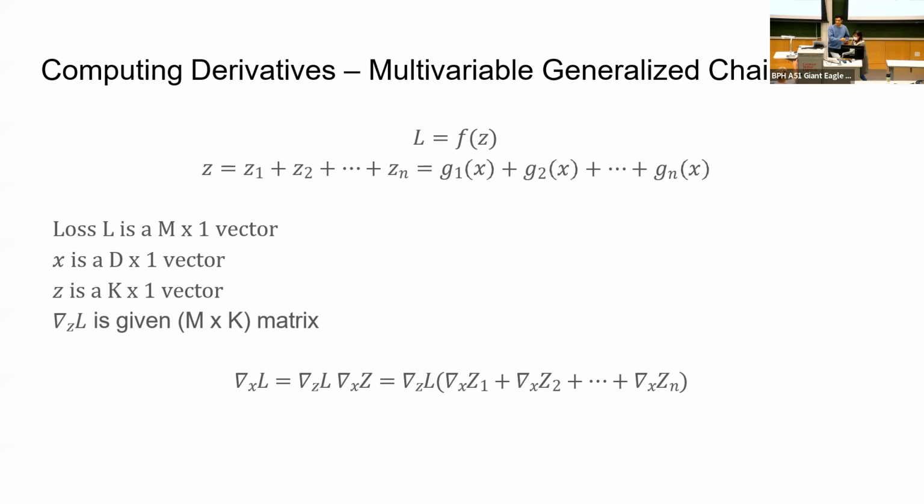Yeah. So to be clear, when the loss L is an m by 1 vector, the loss is a scalar, right? But that's the dimension. Here the loss is a vector? Is a vector. Okay. So just to recap.